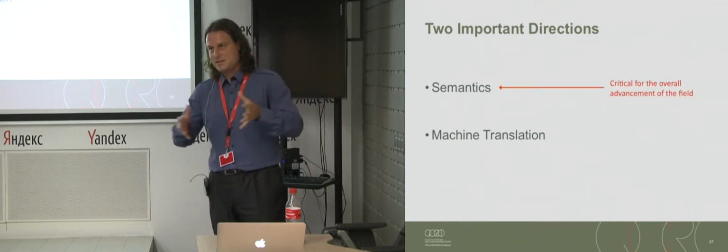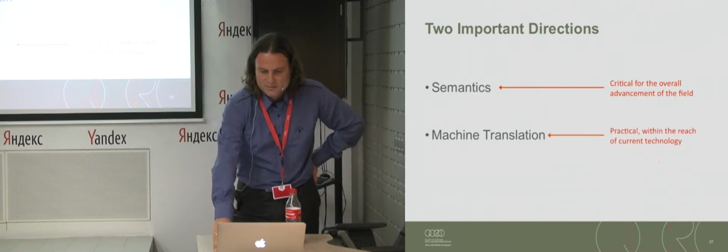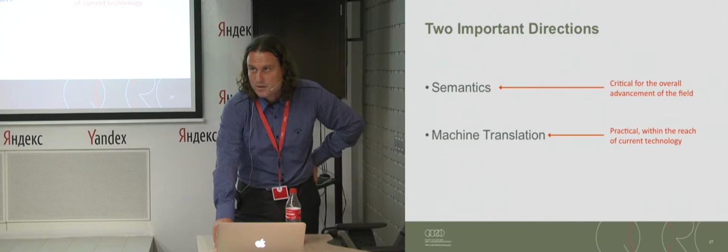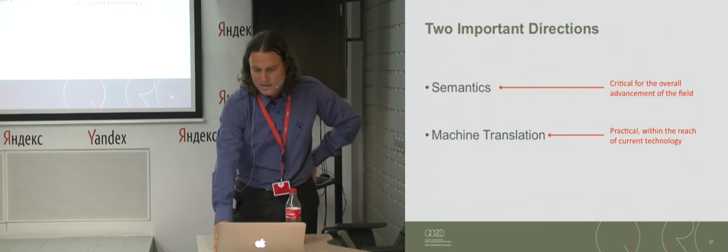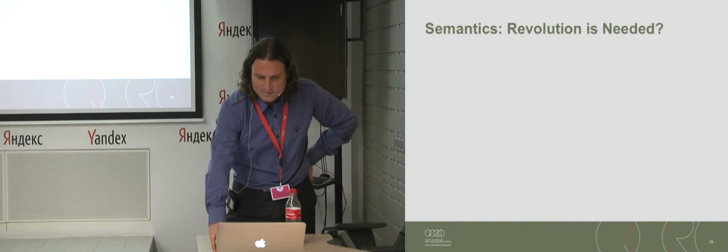We have talked here about translation, but I also want to point out semantics, I mean, understanding the meaning of the text. And this is critical for the whole development of the field. Machine translation, of course, is nice. This is the thing that started the whole of computational linguistics, the very first task, one of the most important ones, economically and so on. And it's practical, it's within the reach of the current technology. But those are kind of related. So let me tell you a little bit about semantics.